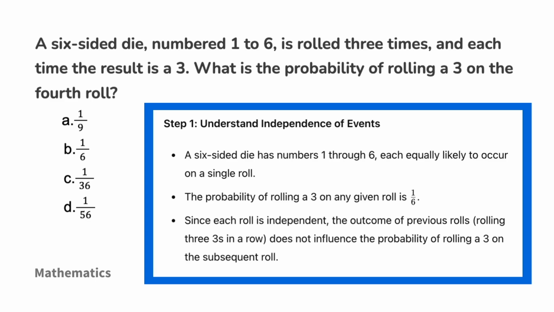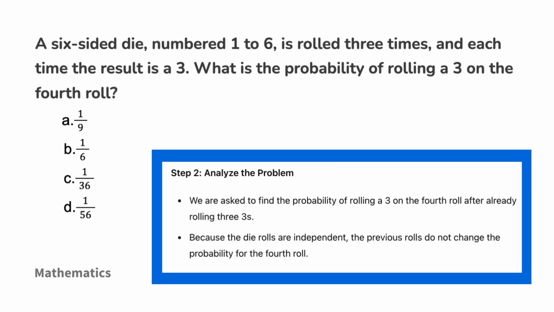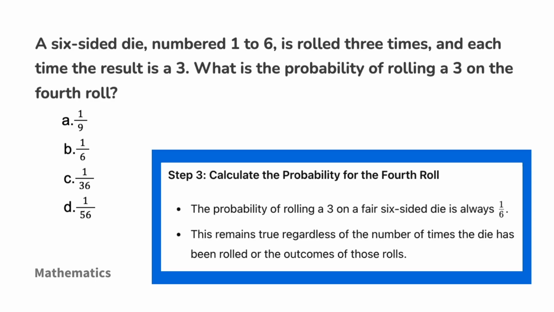So now it's time to analyze the problem. We are asked to find the probability of rolling a 3 on the 4th roll after already rolling 3 threes. Because the die rolls are always independent, the previous rolls do not change the probability of the 4th roll. So we need to calculate the probability for the 4th roll now. Keep in mind that the probability of rolling a 3 on a fair 6-sided die is always going to be 1 out of 6. And this remains true regardless of the number of times the die has been rolled in the past, or the outcomes from the past.